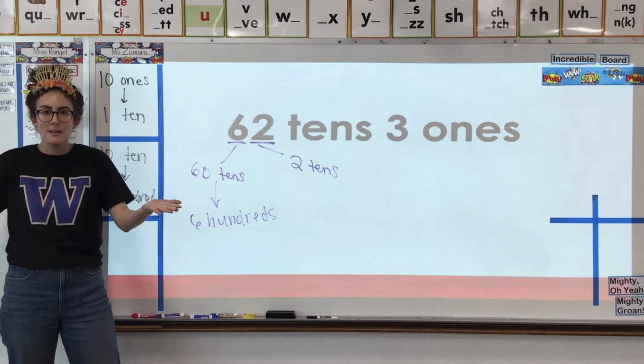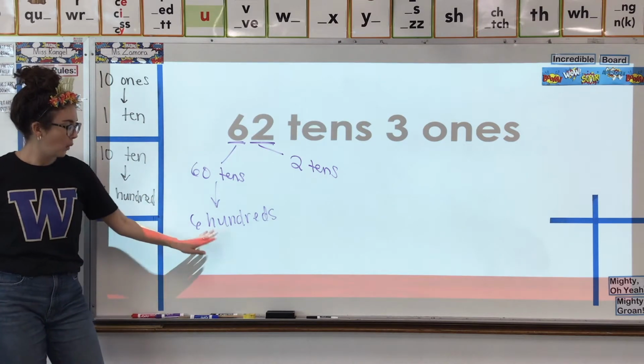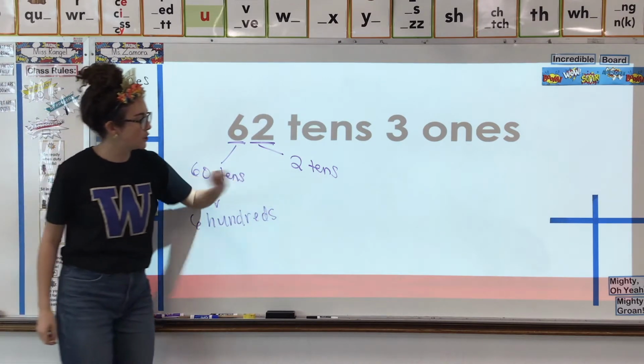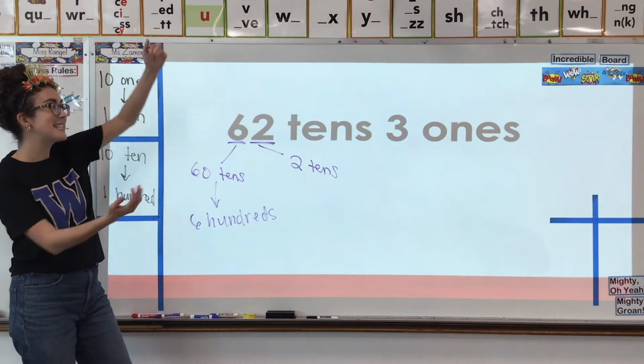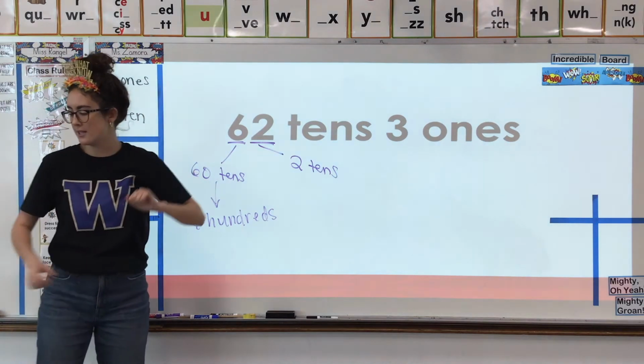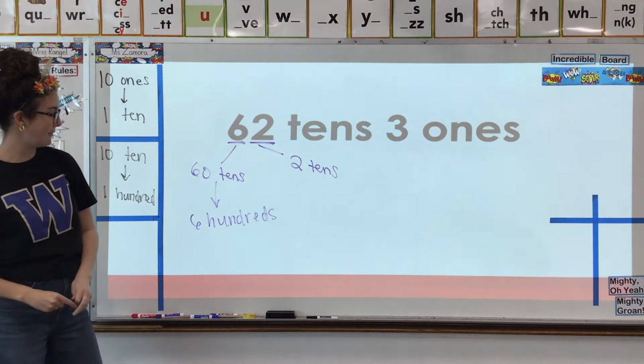So second grade, if we take another look, we've got 6 hundreds, 2 tens, and 3 ones. What is the total value of this number? How much do we have here?